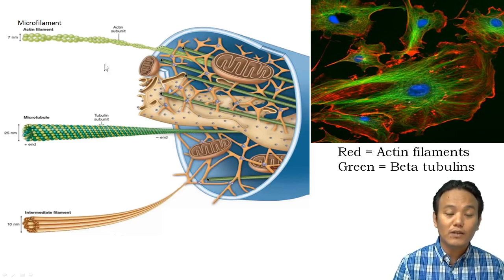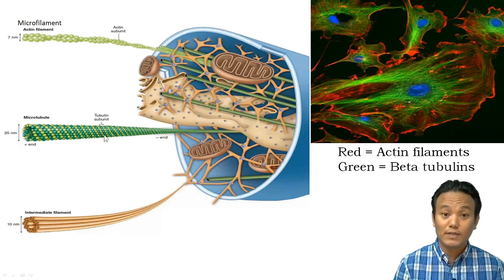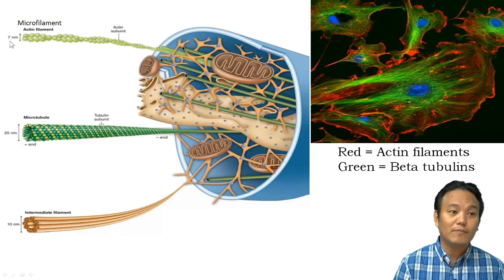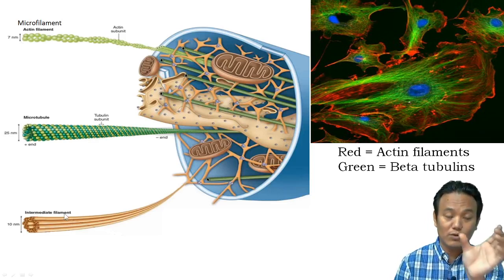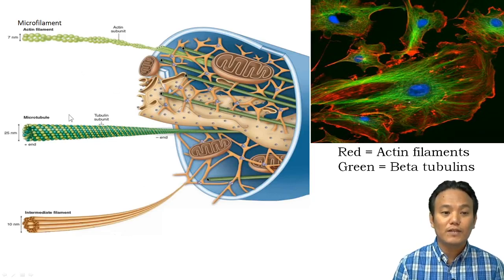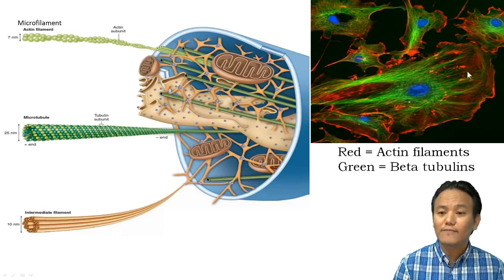You can clearly see over here that actin filaments are very thin, about 7 nanometers in diameter. Microtubules are much larger, about 25 nanometers, and intermediate filaments are about 10 nanometers. So these are the three different types of filaments present within the cytoskeleton of eukaryotic cells. And in the image, the red ones are actin filaments.